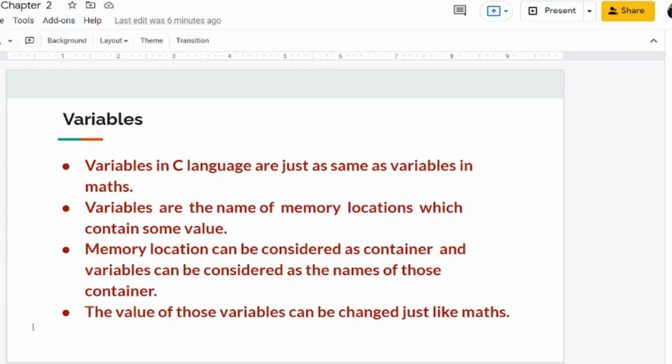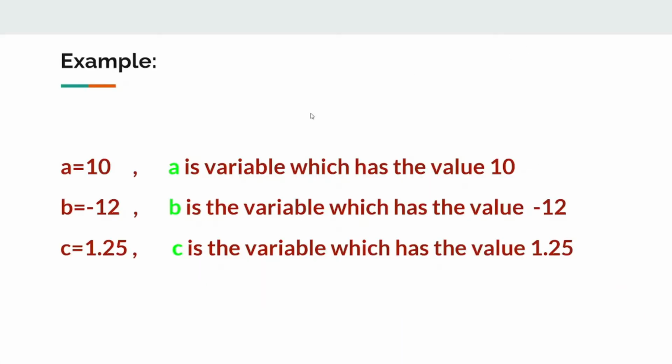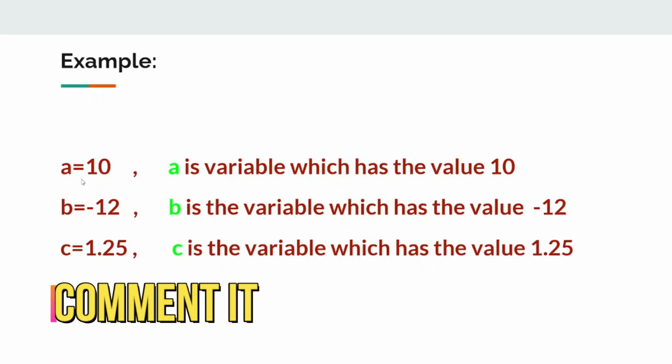The variables can also change value, just like in math. You can assign some value to them. You can assign some value like 10 to a variable. The value of the variables can change. Here a is holding the value 10, b minus 12, and c 1.25. We can assign a is equal to 11. We just need to write a equal 11. Then a will contain the value 11. So the value of the variable can change.